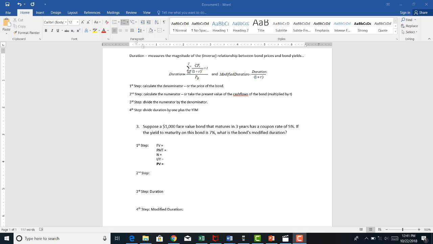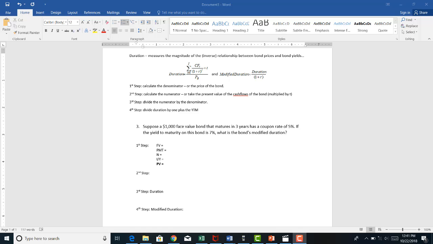So problem 3, suppose a $1,000 face value bond that matures in 3 years has a coupon rate of 5%. If the yield to maturity on this bond is 7%, what is the bond's modified duration? Okay, a couple of things about this problem. One, we don't specify whether or not coupons are paid semi-annually or annually or quarterly. So we're going to make the assumption that the coupon rate of 5% means that coupons are going to be paid annually.